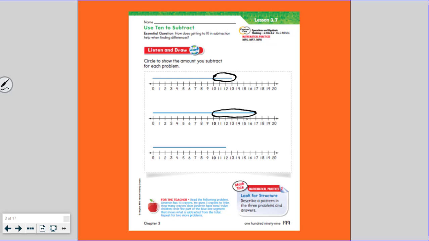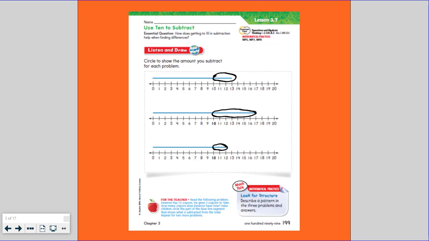Then our last question says, James has 12 crayons. He gives 2 crayons to Cassie. How many crayons does James have now? So James has 12 crayons, and he's going to give 2 to Cassie. So we're going to circle the 2 part of the line that he gives to Cassie, right? All right, so let's discuss the problem.